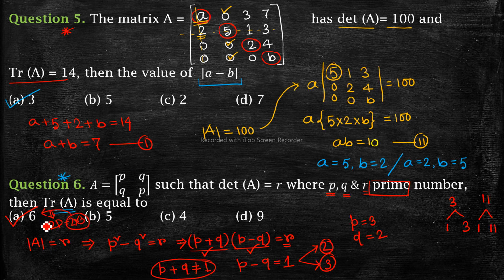But if they ask what is the value of R, then definitely we can write 3 plus 2, 5, into 1, 5. The value of R will become 5. Got the point? In different ways they can ask. This is very important from the trace of a matrix. I hope you got my points. I tried to explain all the problems from here.